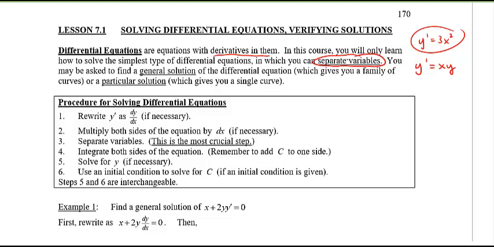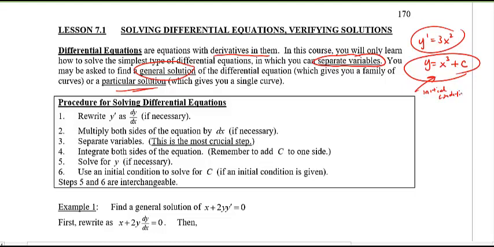And the idea is you may be asked to find what they call a general solution. So if you think about our previous examples like this, if y prime equals 3x squared, then y equals, of course, x cubed plus c. That would be the general solution, because we have a family of curves. Or a particular solution, and remember how we did that for this one? Yeah, we had to plug in some initial condition. So that same kind of idea will exist here. And when we do that, you'll get not a family of curves, but one specific curve.